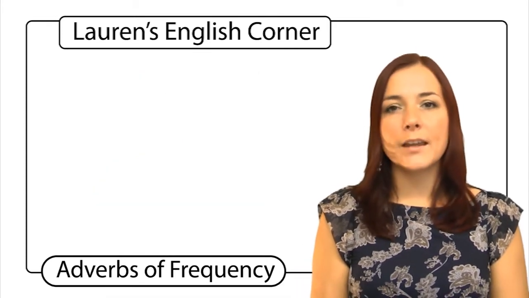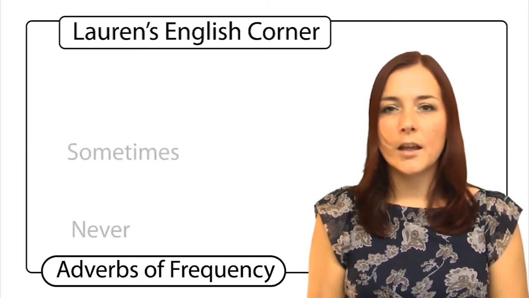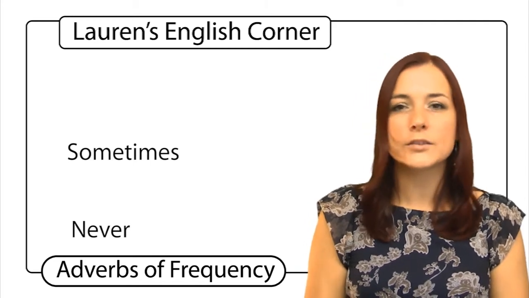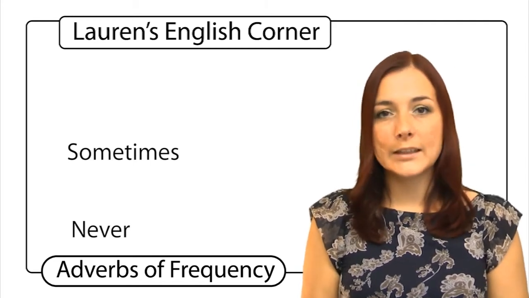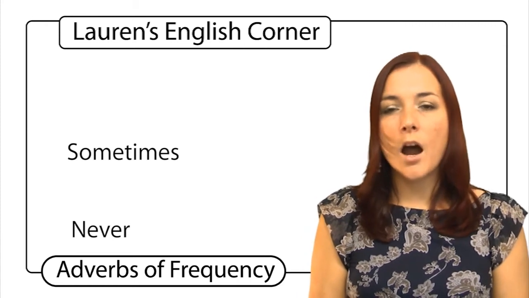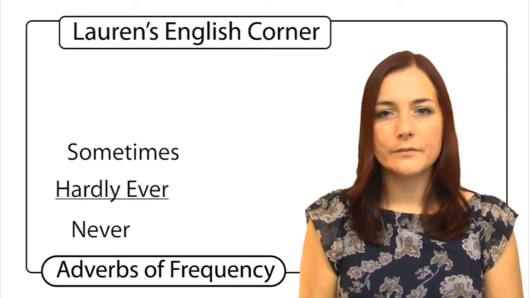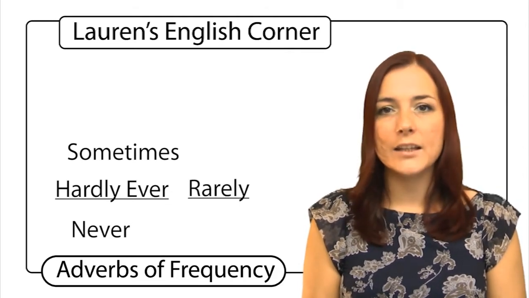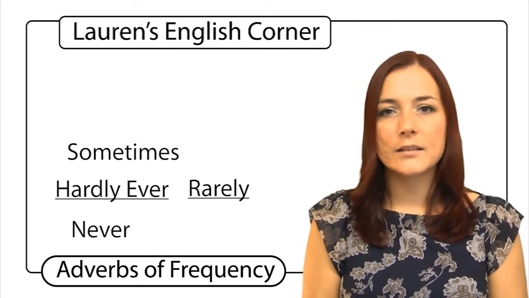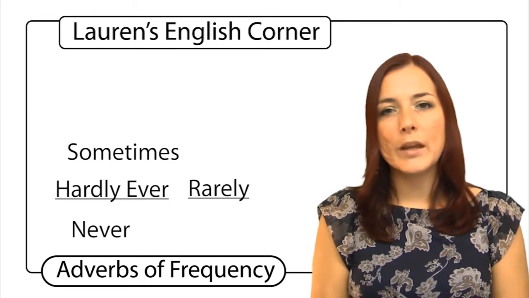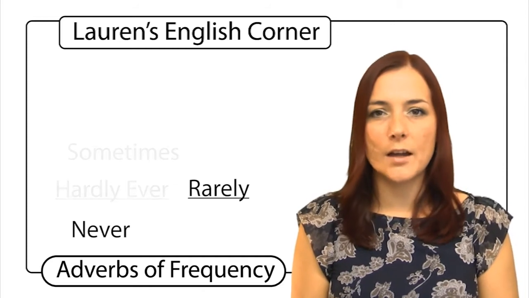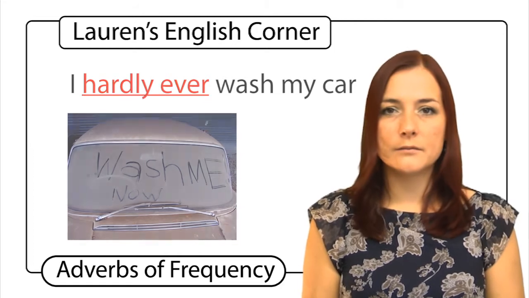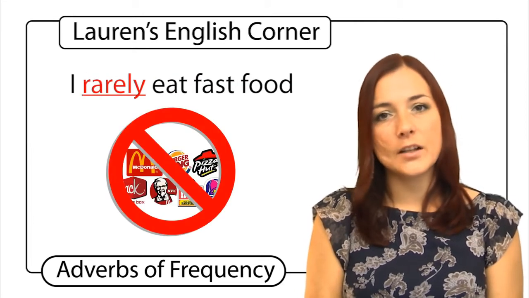Now, what about something that you don't do a lot, but you can't say I never do it because maybe you've done it once or twice? In this case, we can use the word hardly ever. Hardly ever, or rarely. So this would be about 10 or 15% of the time. I hardly ever wash my car. I rarely eat fast food.